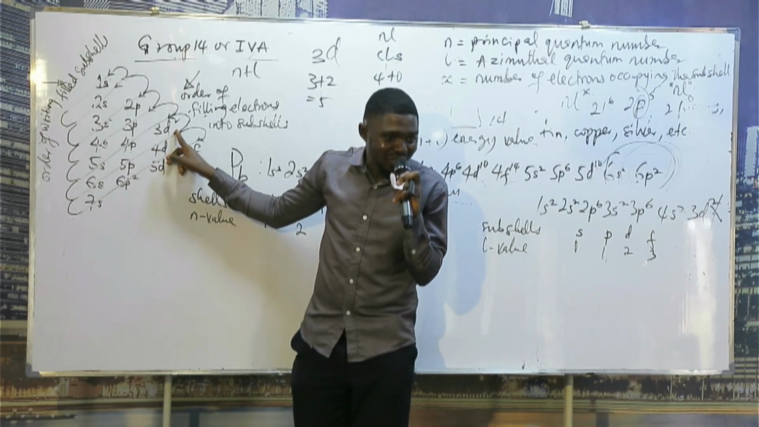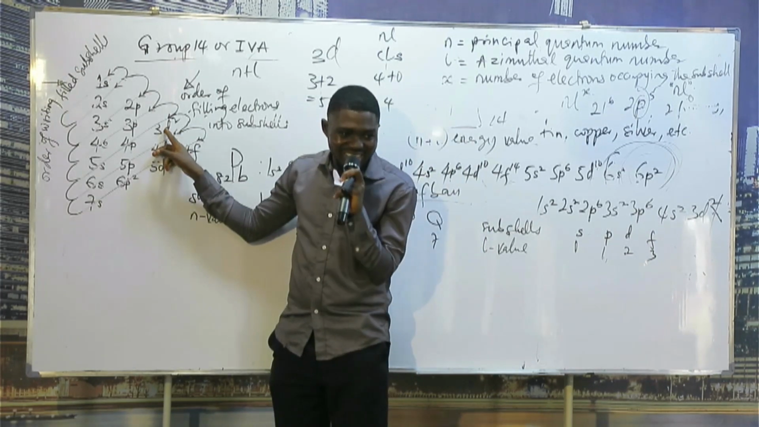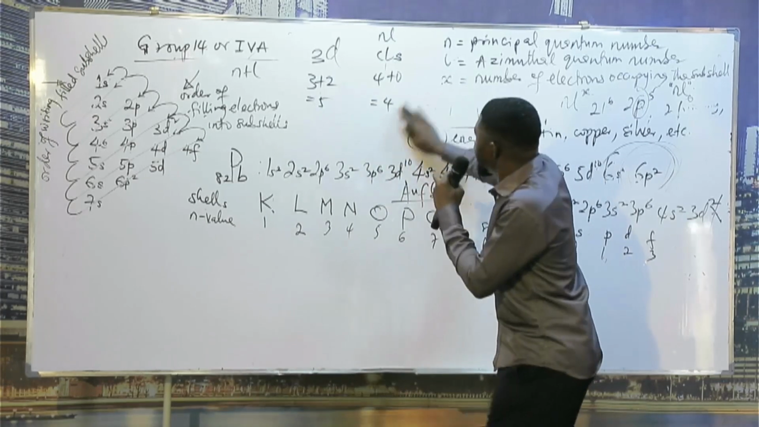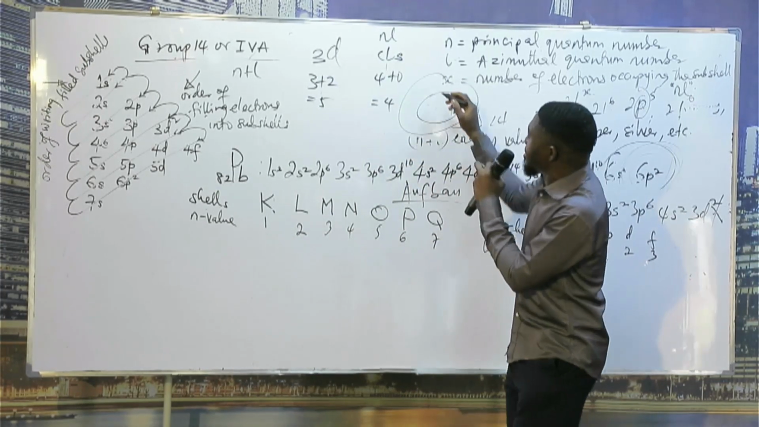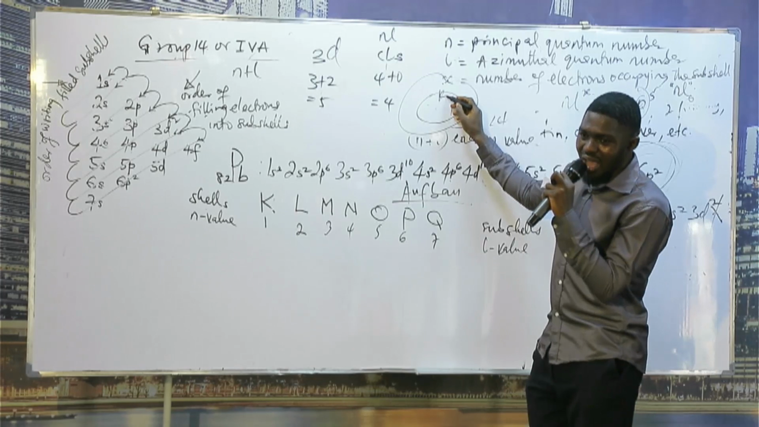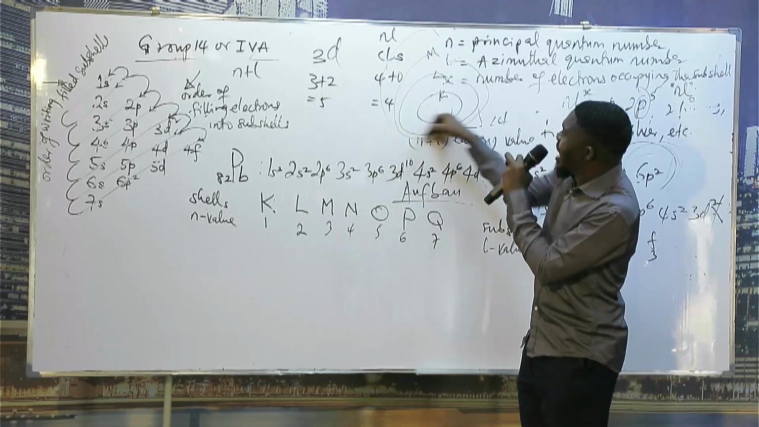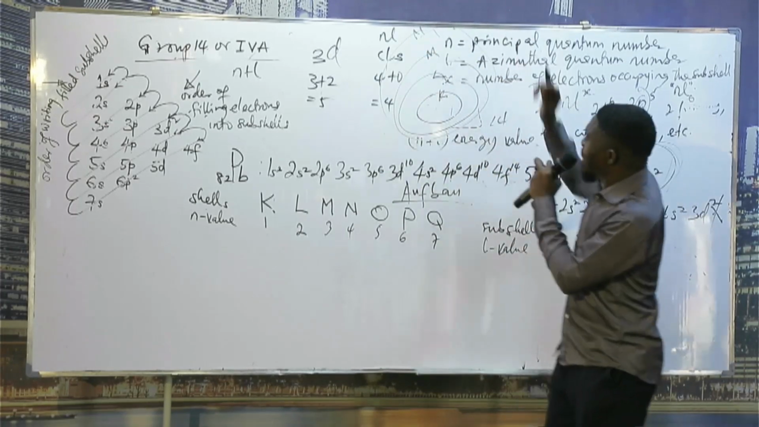But when you are writing, you have to do what? Write 3D before 4s. Why? Look at it. Let's go. If you come to the atom, you have what? K shell, L shell, M shell, N shell.